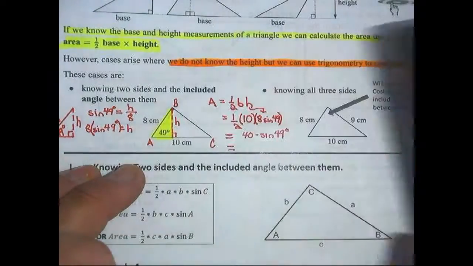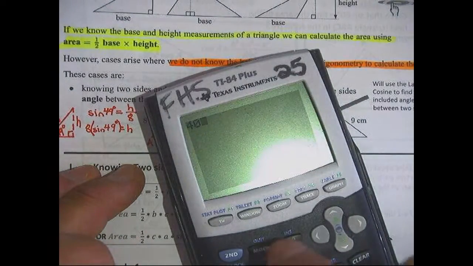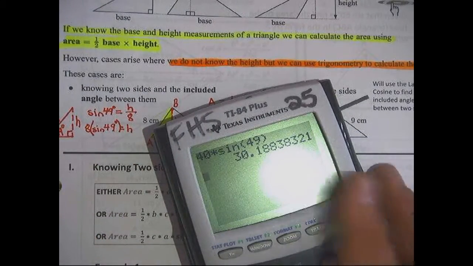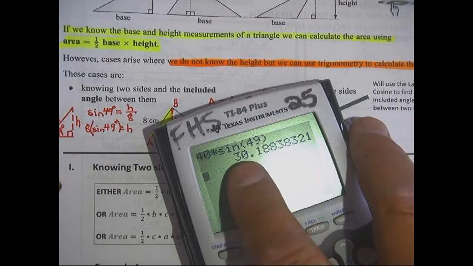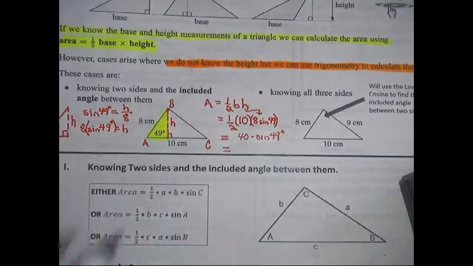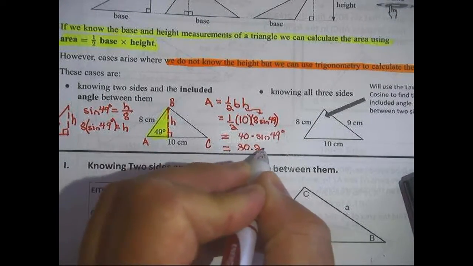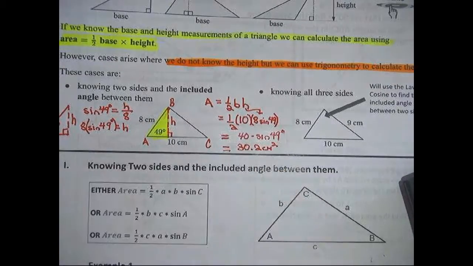So 40, let's make sure I'm in degrees. Yep. So 40 times sine 49. And there's my area. Okay, so if we went out to 3 sig figs, that would be 30.2 square centimeters.